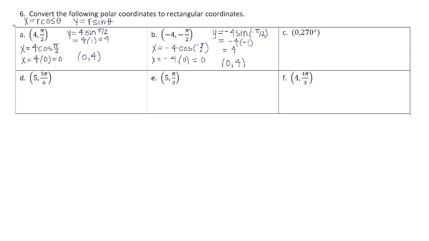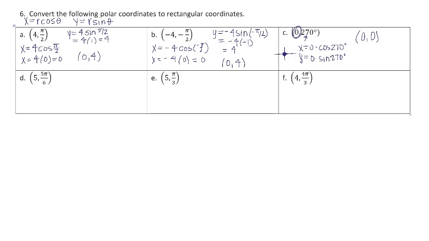Moving on to part C. Well, if our radius is 0, let's think about if we're plotting these and that radius is 0, then it doesn't matter what this angle measure is. I'm still stuck here with a radius measure of 0. And even if we looked at our formula, we would have x equals 0 times cosine of 270, and we would have y equals 0 times sine of 270. So at both rates, we would end up back at the origin, so at 0, 0.